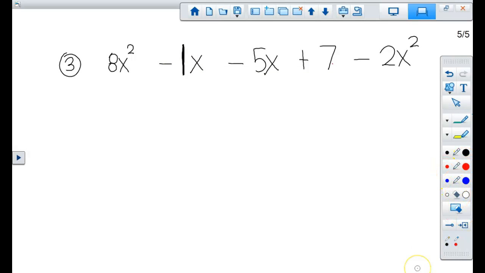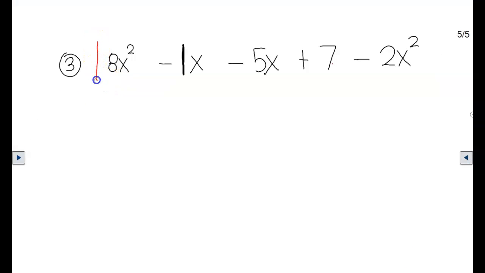Now, I'm going to grab red, and I'm going to start at the beginning, and I'm going to put a box around that first term, 8x squared. I want you to notice that his last name is x squared. So I am looking for any other terms up here that have that exact same last name of x squared. And I see one out here on the end that does. Now I want you to notice he is minus 2x squared.